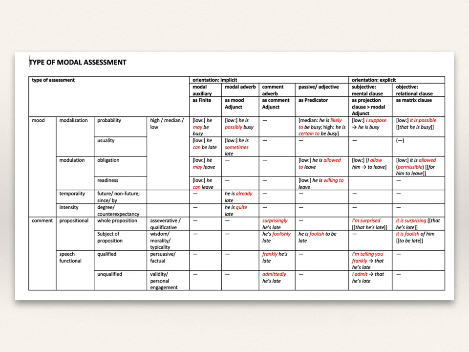Then you have the explicit orientations, either explicitly subjective or explicitly objective. And they always involve the addition of one more clause. And that's a clause, in a sense, where the assessment is made explicit. Either a mental clause, I suppose he's busy, or a relational clause, it is possible that he's busy. And you find them at various points in the system of modality, but also, in fact, within assessment of the comment type.